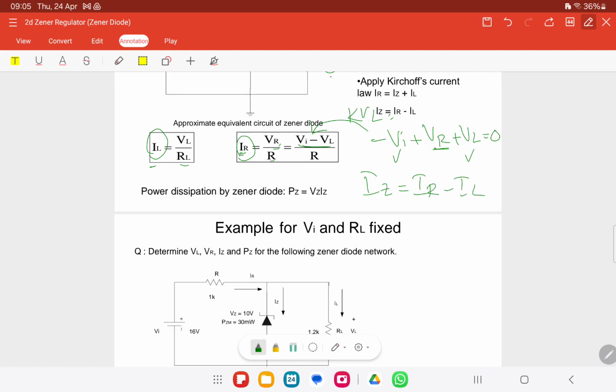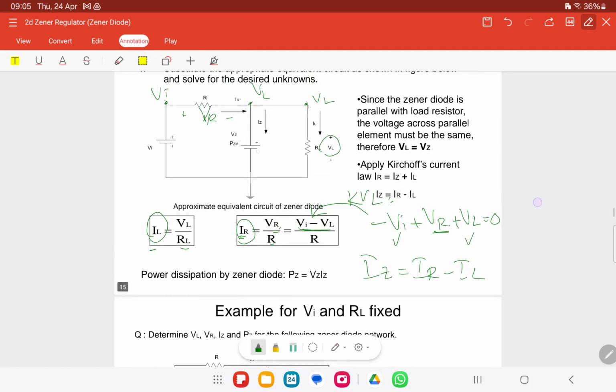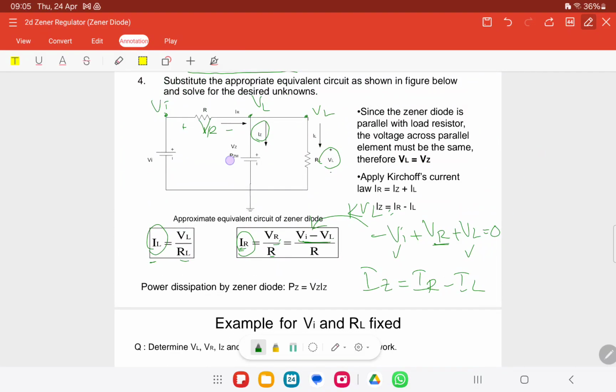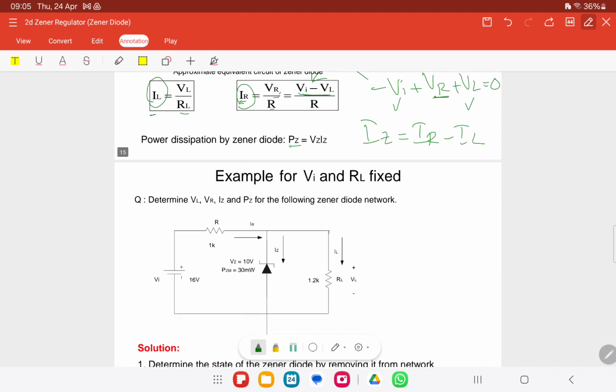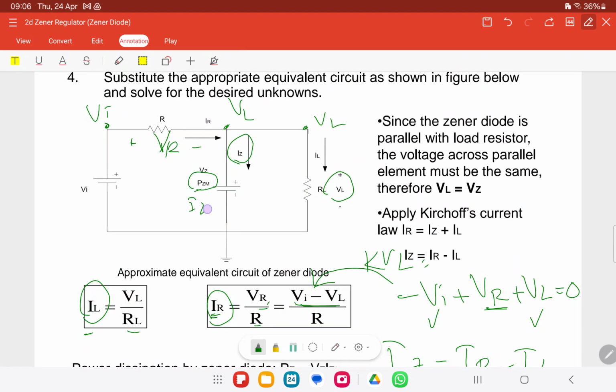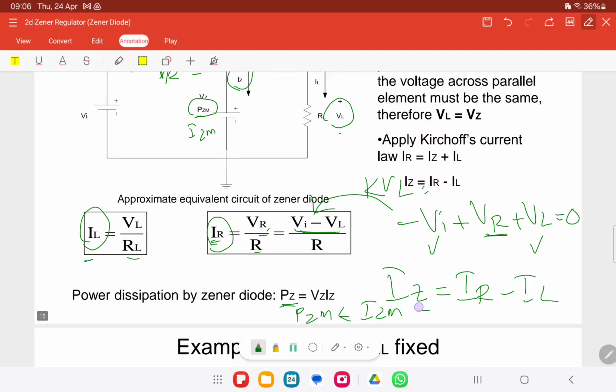IZ is IR minus IL. Once you get the value of IZ, normally if the PZM is given, we can get the IZM. If the diode current that we calculated is less than the IZM, because IZM is the maximum current the Zener diode can carry, it is safe to operate. If it is more than that, it is not safe to operate.